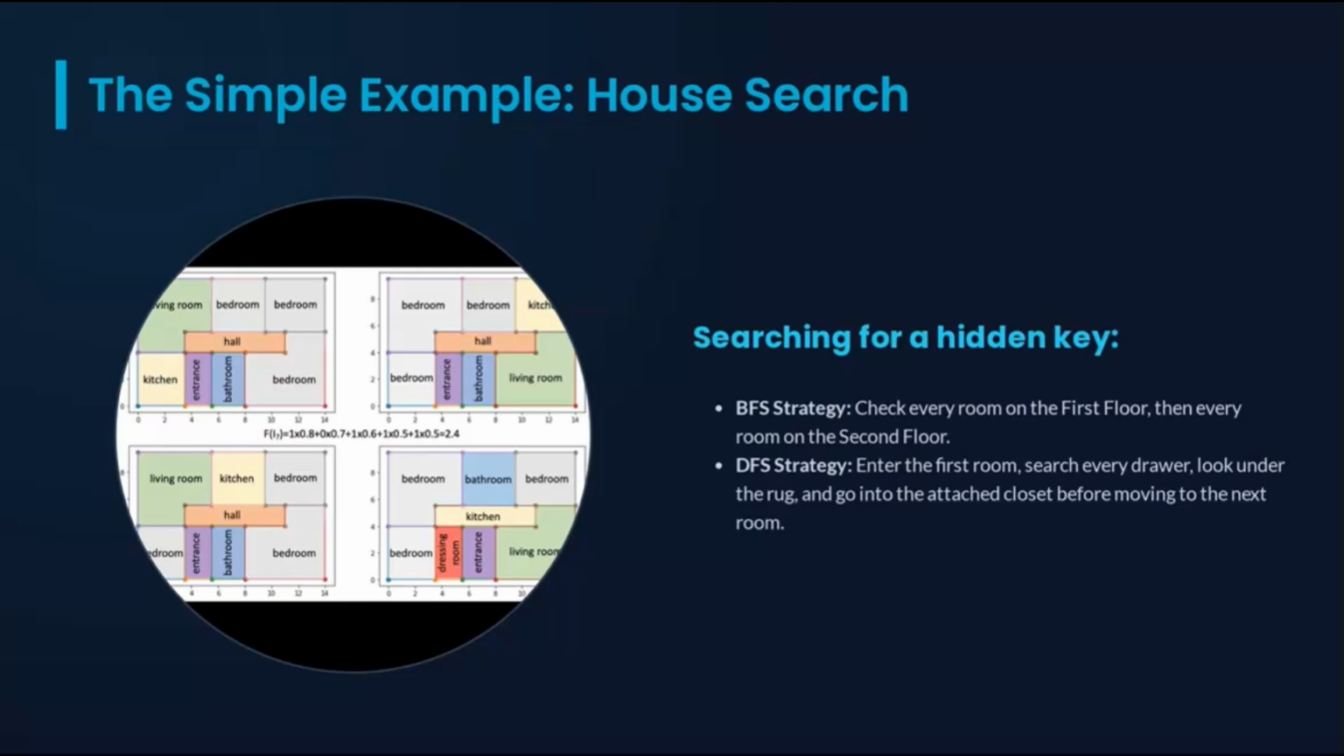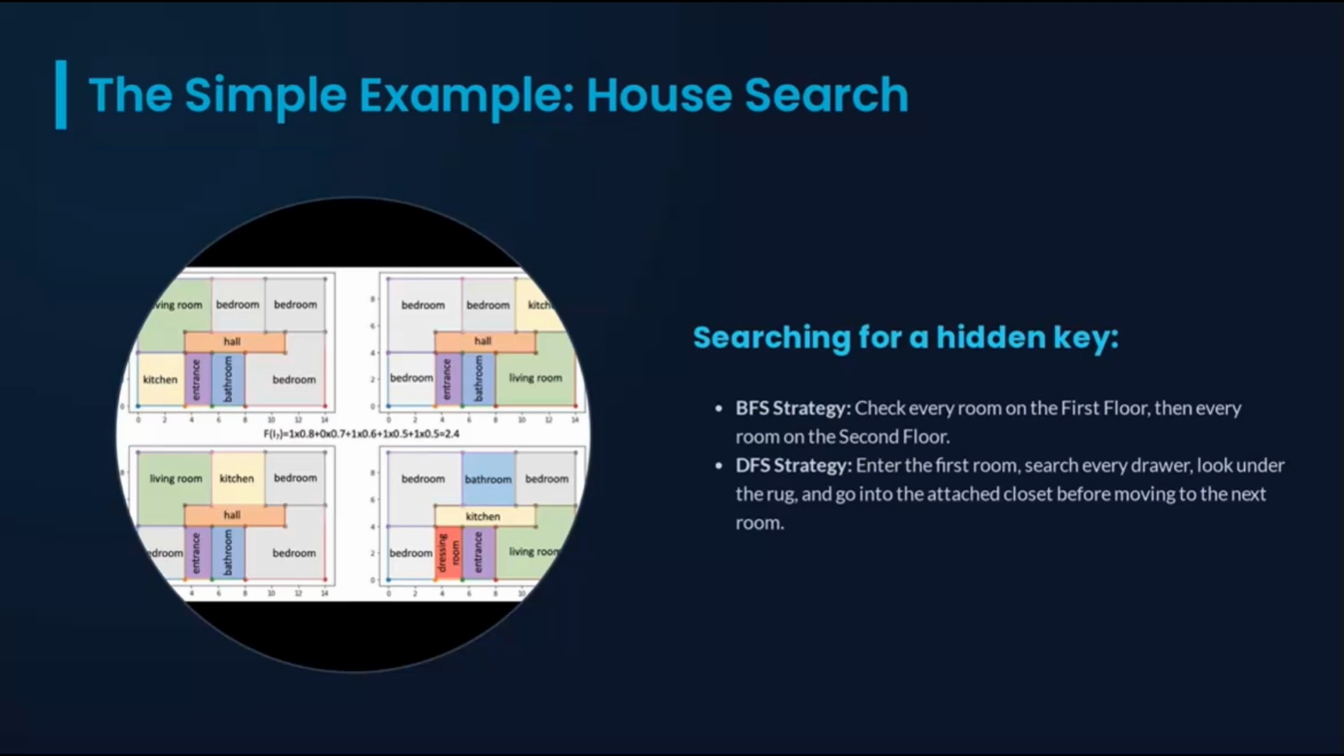Over here, we have a simple example that is house search. So, this BFS strategy is that first we check every room on the first floor and then every room on the second floor. This is a systematic and thorough way: you clear entire levels before moving deeper. This guarantees you'll find the key in the fewest number of steps if the key is on the first floor, but you might search many rooms before finding it.